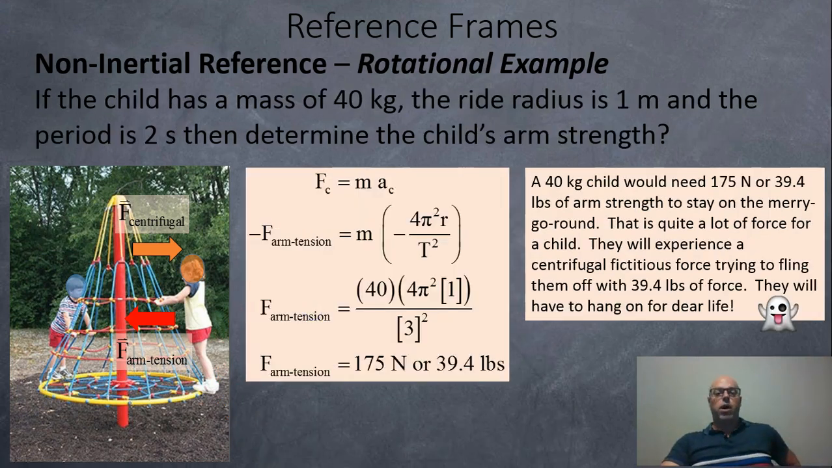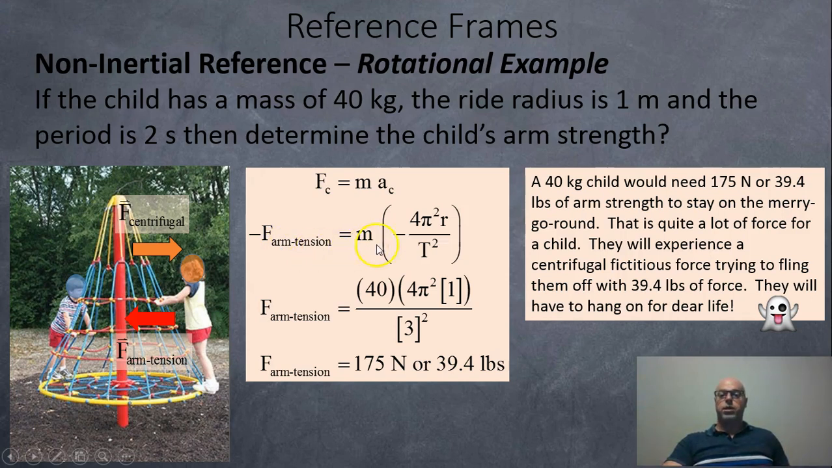Alright, so here's a question. What if you have a 40-kilogram child? So this child is 40 kilograms, and the radius of this merry-go-round is 1 meter, and it takes 2 seconds to go around once. What is the force on the arms of this child? So your centripetal force is provided by the arm tension. So your arm's pulling yourself in.